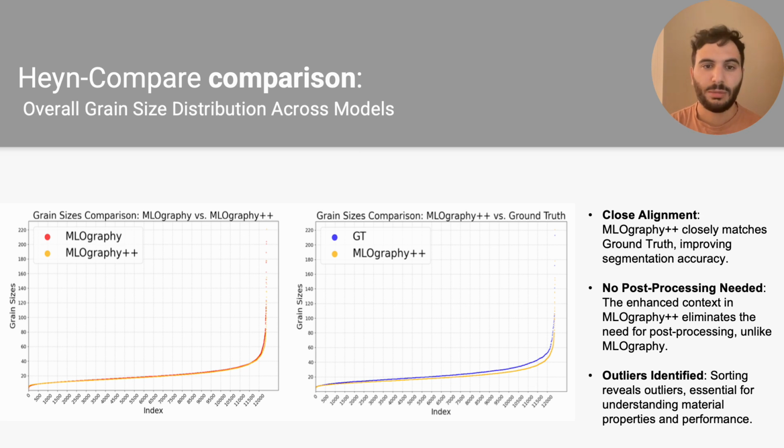Importantly, MLOgraphy++ achieves this performance without any post-processing, thanks to its use of partial annotations within larger context windows. Sorting the grain sizes also helps identify outliers, which is essential for understanding critical deviations in material behavior, something traditional methods may miss.